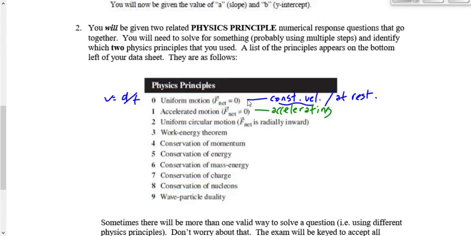And typically there, you'll have used a = Δv/Δt, or you've used one of the other acceleration equations: vf² = vi² + 2ad, d = vit + 1/2 at². Something that involves acceleration. These two are usually pretty obvious. If you've used principle 0 or principle 1, you're probably going to know it right away.